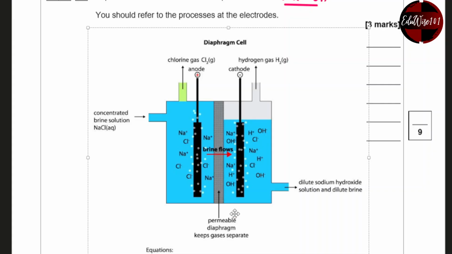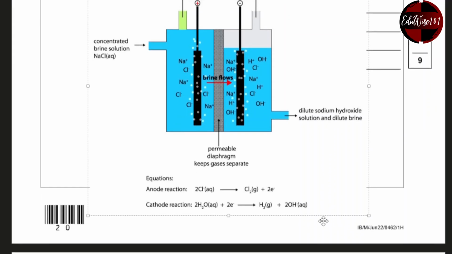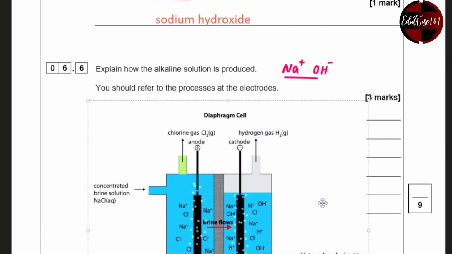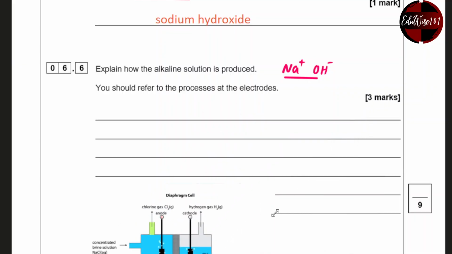Now, the permeable membrane keeps gases separate but not the ions separate. So sodium and the OH- ions will actually remain. So dilute sodium hydroxide solution and dilute brine is filtered onto this side. The reactions that take place at the anode and the cathode are given here.